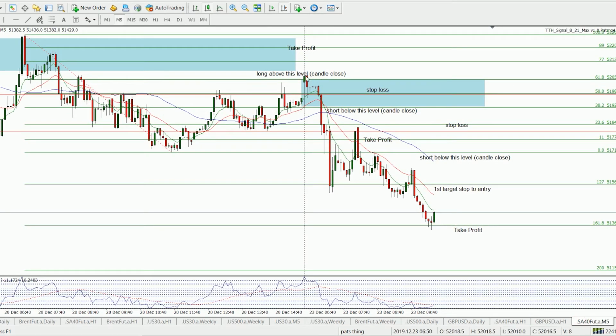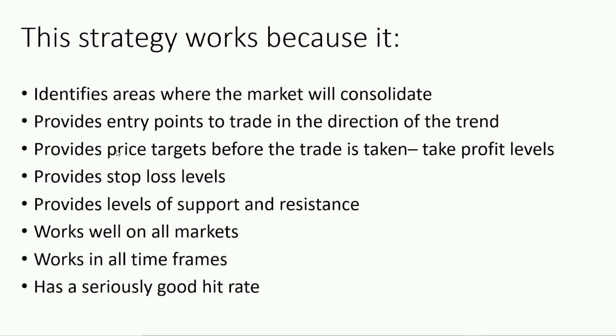Out of consolidation this morning on the JSE All Share Index on 5 minutes. Hit target, break of consolidation 0, just hit target at minus 161.8. Provides price targets even before the trade is taken. It provides stop loss levels, provides levels of support and resistance, works well in all markets in all time frames, and has a really cool hit rate.